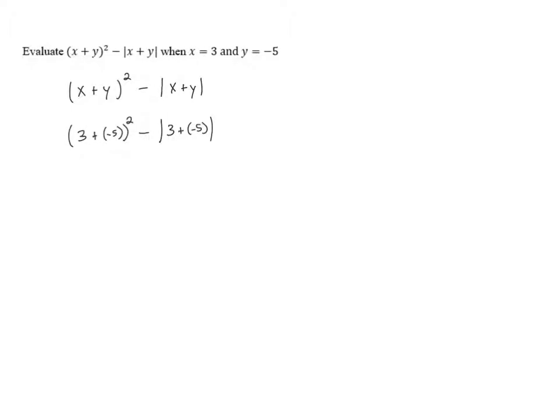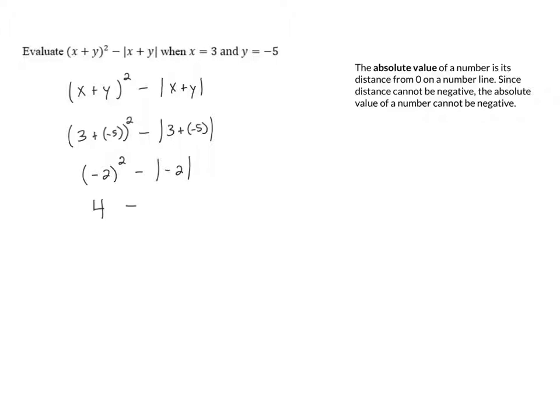Now we have to do the operations inside the grouping symbols first. So in each of these, we have to take 3 plus negative 5. 3 plus negative 5 is negative 2. So this is going to be negative 2 squared minus the absolute value of negative 2. Now for squaring, we know that squaring a number is just multiplying it by itself. So negative 2 squared is negative 2 times negative 2, which is positive 4. And now we are ready to deal with the absolute value symbols.